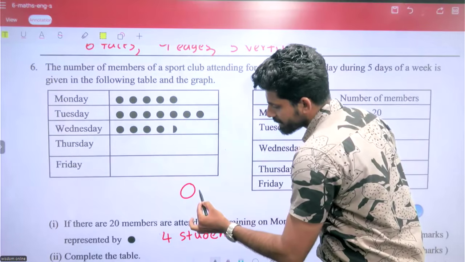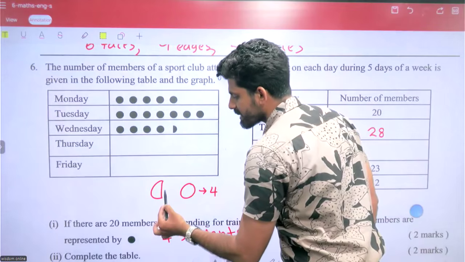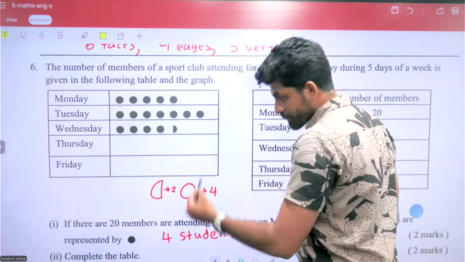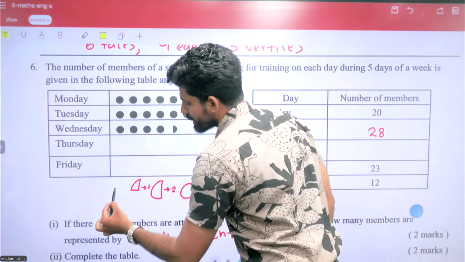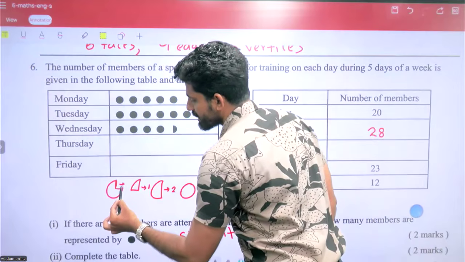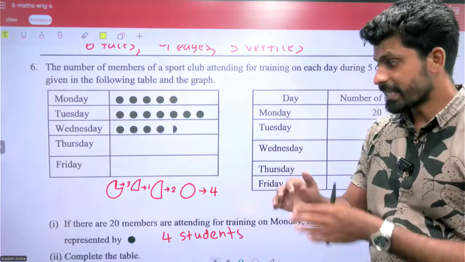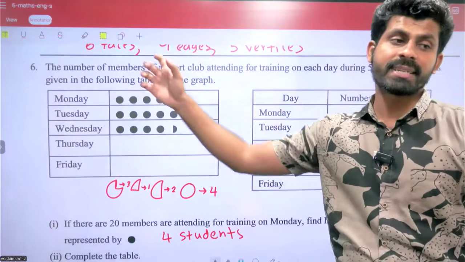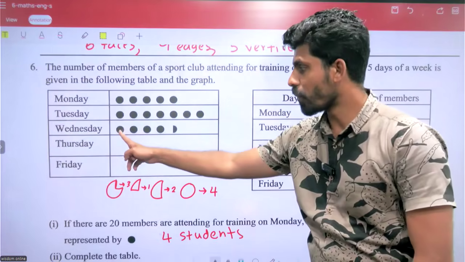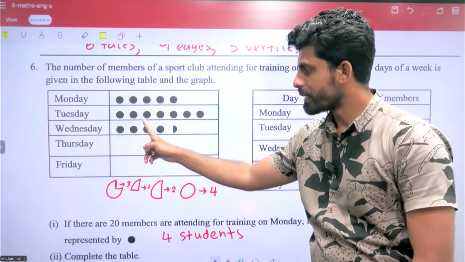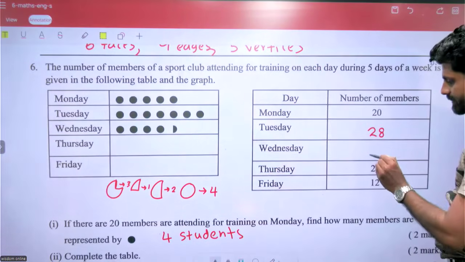Now a full circle means 4 students. Half circle means 2 students. Quarter circle means 1 student. 3/4 means 3 students. A full circle means 4 children, a half circle means 2 children, a quarter circle means 1 child, and 3/4 means 3 students. Now look: 4, 8, 12, 16, 16 plus 2, 18.